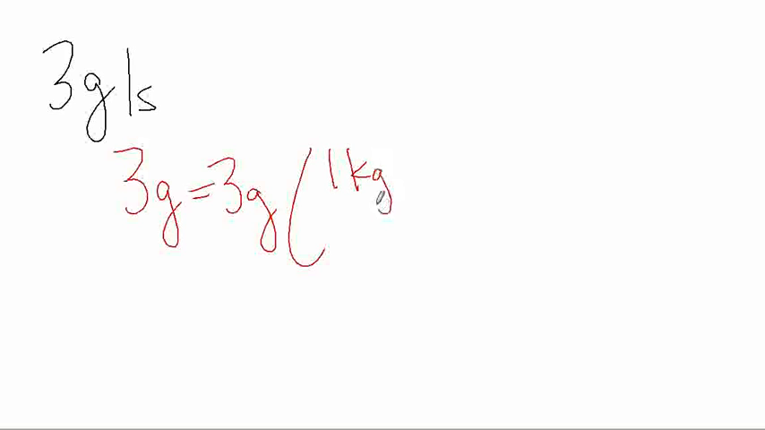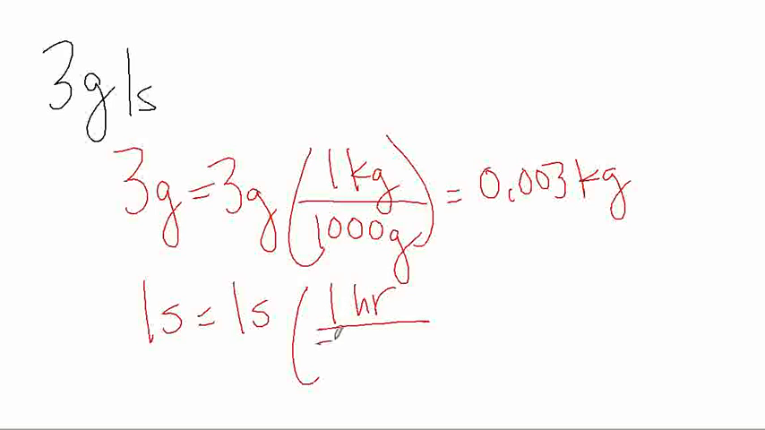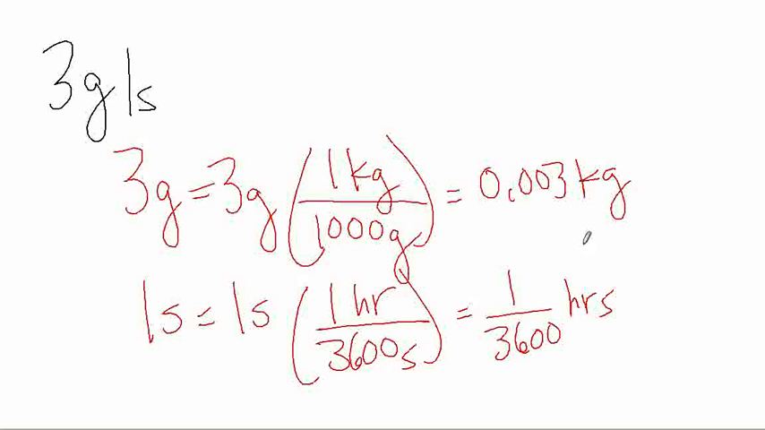Okay, I'll go ahead and work it out as well. So 3 grams is equal to, let's see, I'm going to multiply by the ratio 1 kilogram to 1,000 grams, and that gives 0.003 kilograms. And 1 second, I'm going to multiply that by 1 hour, 1 hour to 3,600 seconds, and that gives 1/3,600 hours.